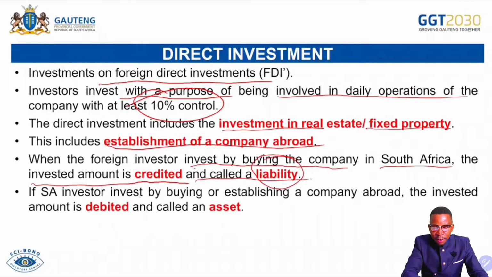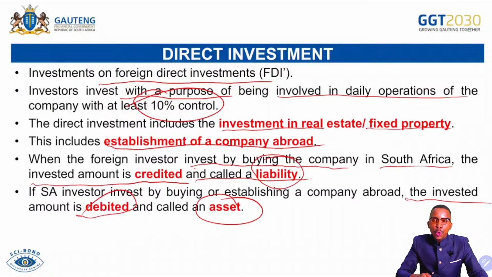If a South African investor invests by buying or establishing a company abroad, the invested amount is debited and called an asset. The amount of money must be debited, subtracted, because the money is going out of the economy, but it's called an asset because any future benefit of this investment will be enjoyed back in South Africa, because remember, any part of investment is accumulative.